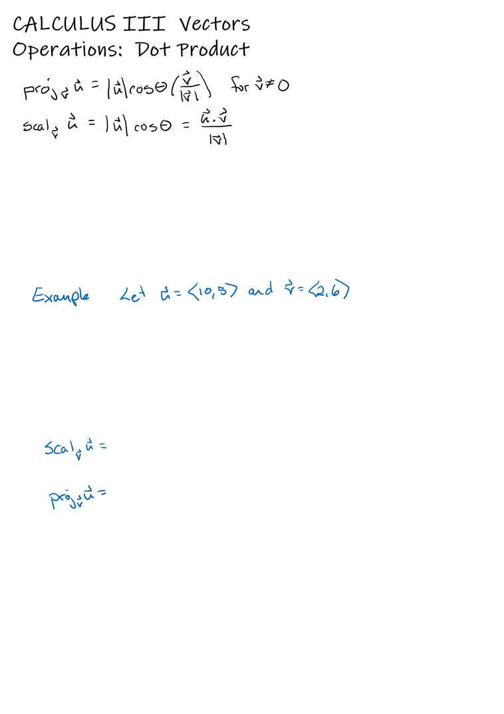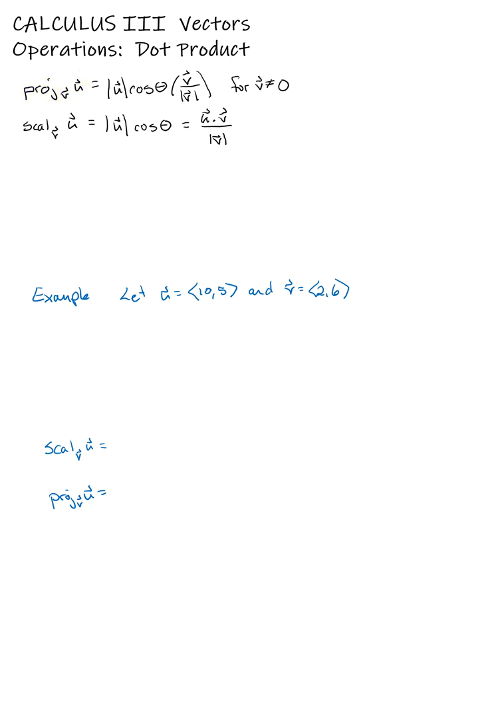I want to talk about the vector operation dot product and how it relates to projections. First, let's talk about the notation. Here we have the notation for projection of u onto v. Notice v is subscripted, but notice how I said it. Again, it's the projection of u onto v.